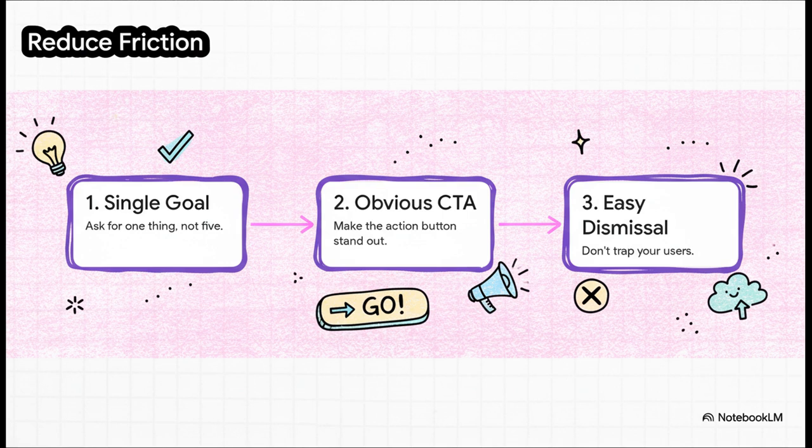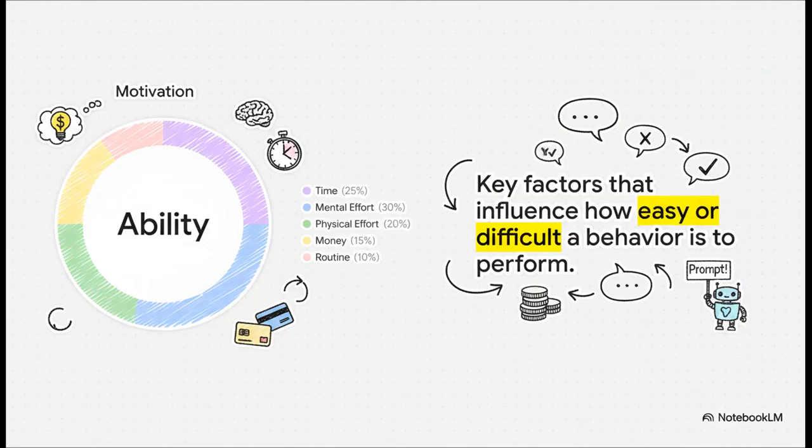First, have a single, clear goal. Don't ask for 5 different things in your pop-up, just ask for one. Second, make that call to action, the CTA button, blindingly obvious. No one should have to hunt for it. And third, make sure closing the pop-up is just as easy and intuitive. Don't ever trap your users. It's the worst.